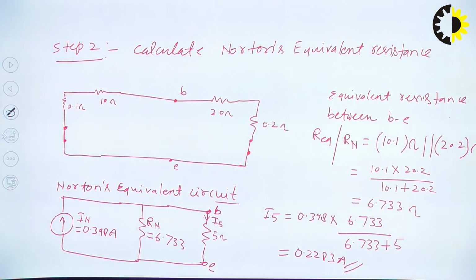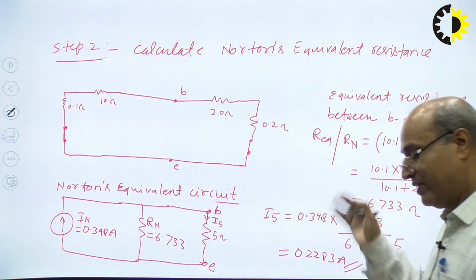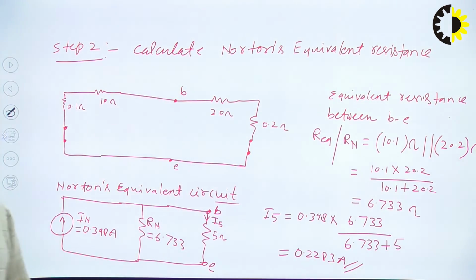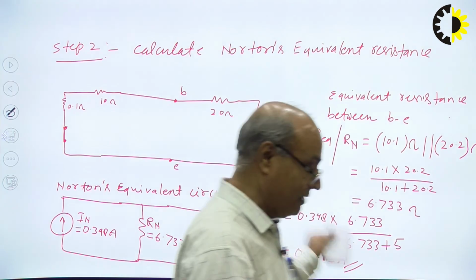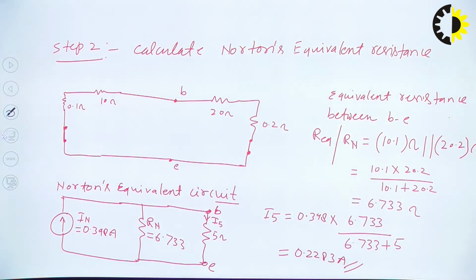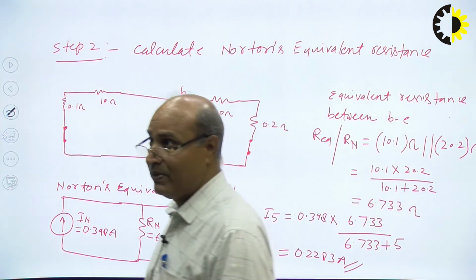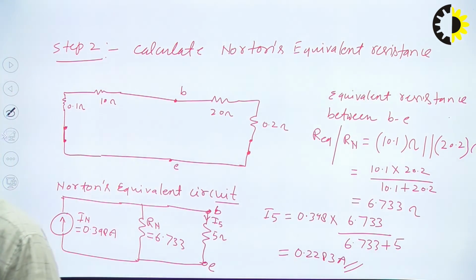We also explained how to calculate Norton's equivalent current, which is step 1, and how to calculate Norton's equivalent resistance, and we have explained this principle or theorem with the help of a numerical. So I hope the concept will be clear to you, and you will be able to solve any numericals based upon Norton's theorem.